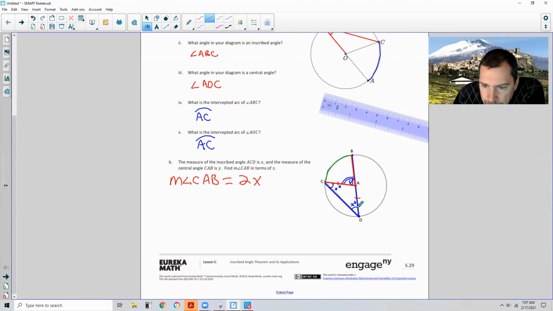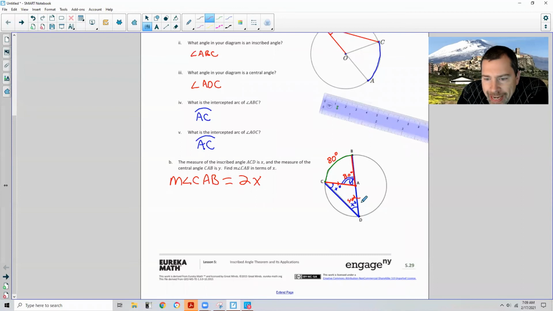And the reason is, if this was 40 degrees, let's just say, the intercepted arc is twice the inscribed angle's measure. So this arc BC would be 80 degrees. And central angles are equal to the intercepted arc. So angle Y would be 80 degrees. So central angle equals the intercepted arc. Inscribed angles are half the intercepted arc. So therefore, angle Y is twice angle X. So the measure of angle CAB, or angle Y, equals 2X. Okay?